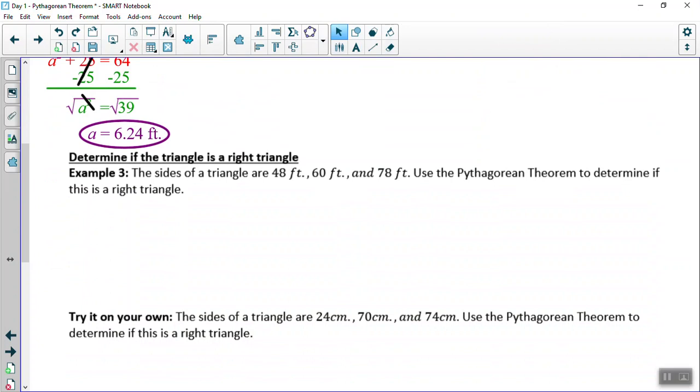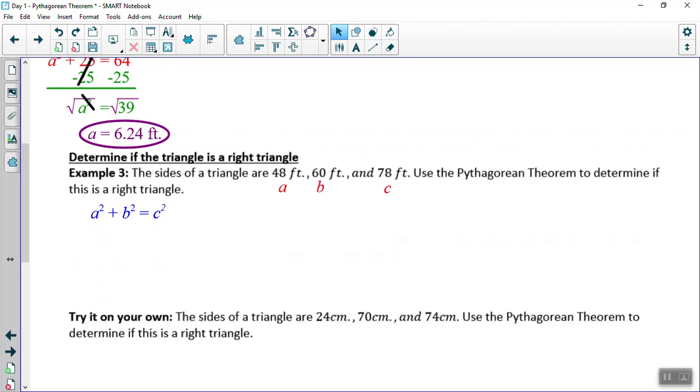So this time, we're going to use the Pythagorean theorem to determine if the triangle that they've given us here, these sides here, are actually that of a right triangle. So here they've given us the sides 48 feet, 60 feet, and 78 feet. So again, we can use our Pythagorean theorem, but this time we have all three numbers. So what we're going to do first is identify who is who. If we remember from the first page, we said that our hypotenuse is always the longest side. So in this case, that's 78. So that's going to be my C. When it comes to these two, it doesn't matter which one is which. I'm just going to label them as A and B.